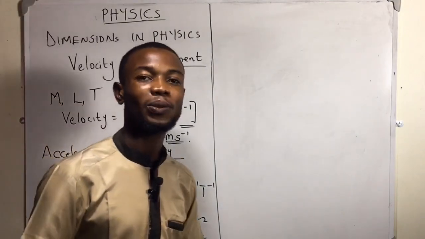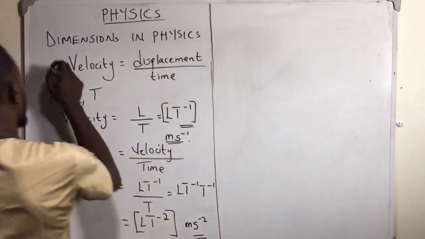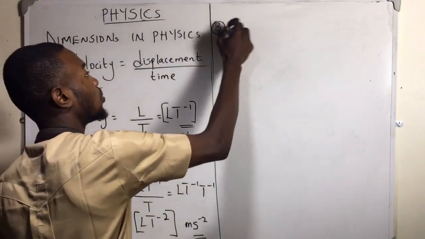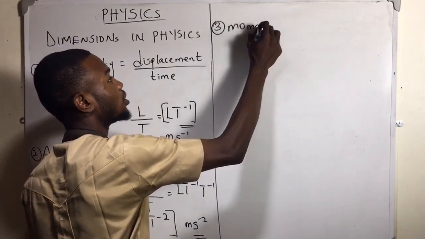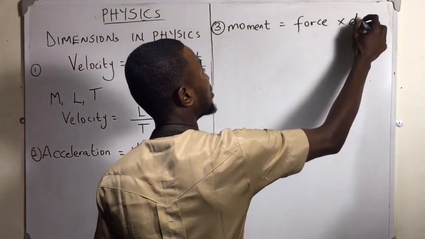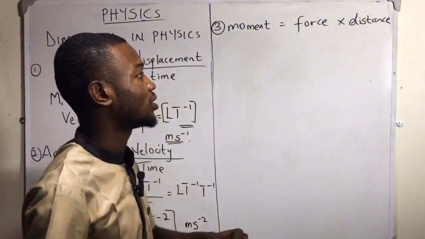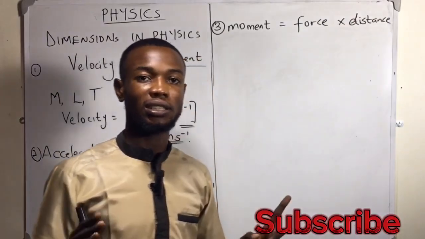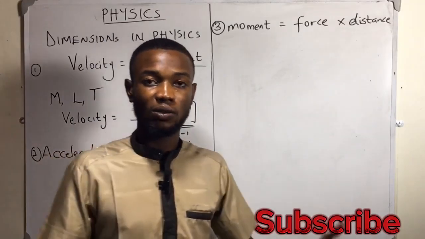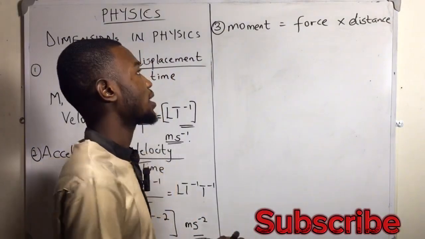Okay, now the next one we are going to be checking is called moment of force. We have this as number 1, this as number 2, and the next one, number 3, is called moment of force. Moment is force times distance. In this case, we already know that the dimension of distance is length, because it's talking about from one place to another. But force, we don't know the dimension, so we have to solve for it separately.